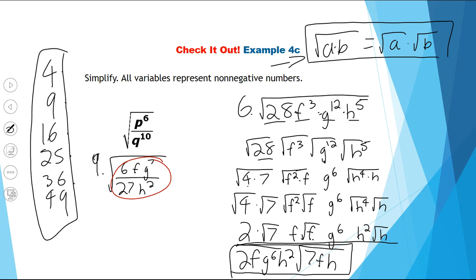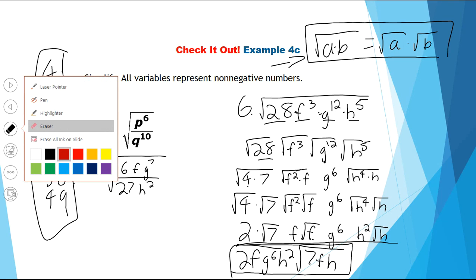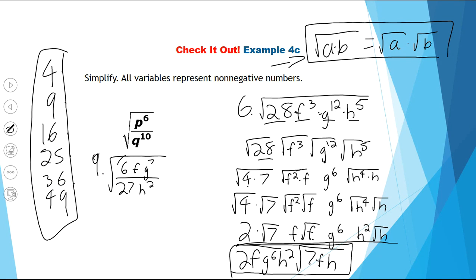Let's start by looking at those numbers. I have 6 over 27. Just look at the 6 over 27. Okay? Let me pull this off to the side for a second. 6 over 27. Can I reduce that fraction? Well, I certainly can, because both of these numbers are divisible by 3. So if I divide both these by 3, 6 divided by 3 is 2, and 27 divided by 3 is 9. So this fraction will become 2 over 9.